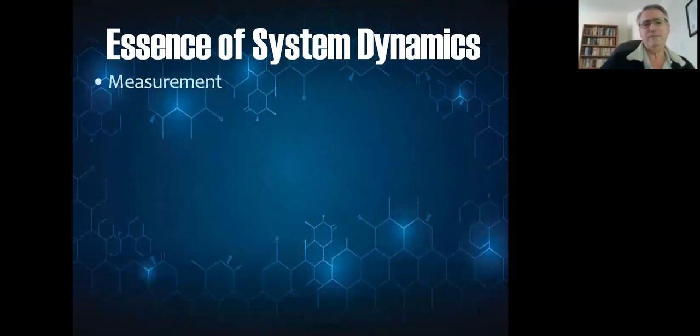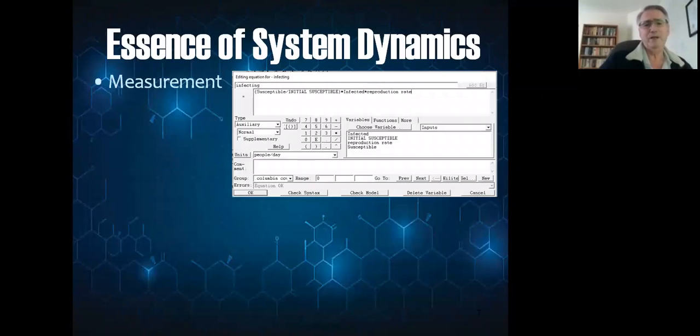Another key aspect of System Dynamics is measurement. So here's a part of a model that I wrote for the epidemic of COVID. And you can see that I have a concept of a number of infecting people measured in people per day. And that's a flow rate into the number of infected people, which is measured in people. And so in System Dynamics, you have to ensure that you're adding apples to apples and oranges to oranges. So you have to make sure the units are consistent.